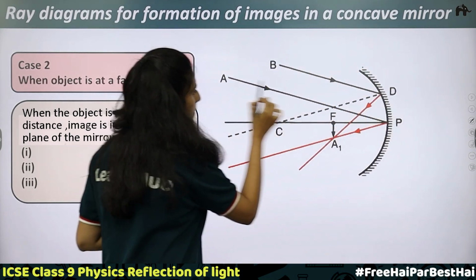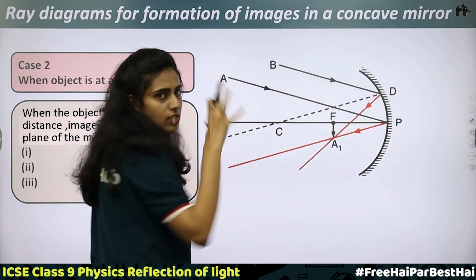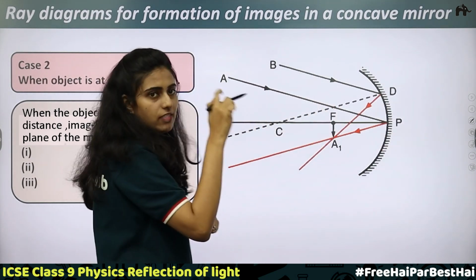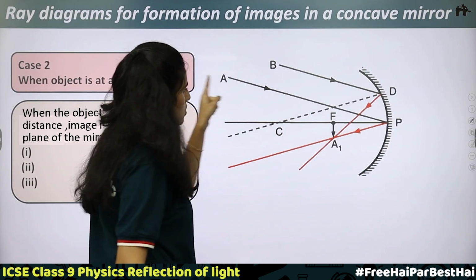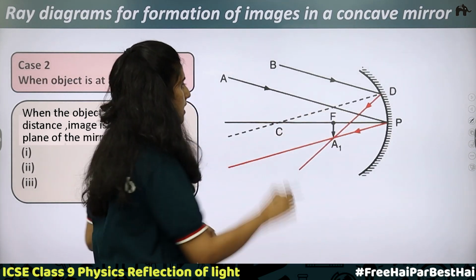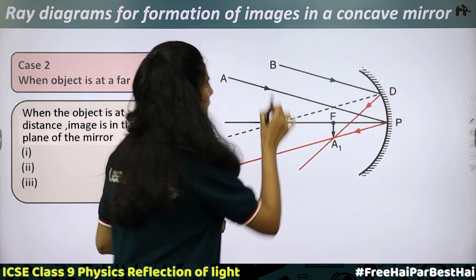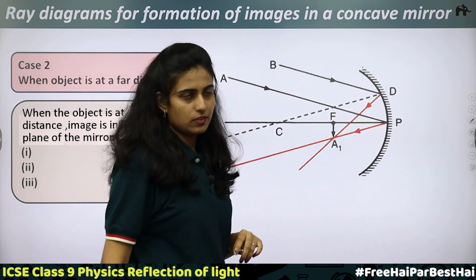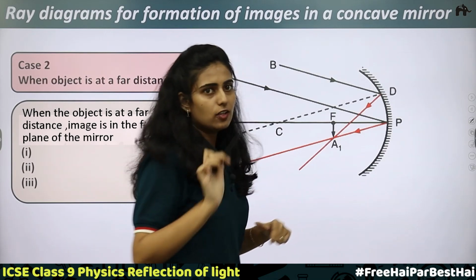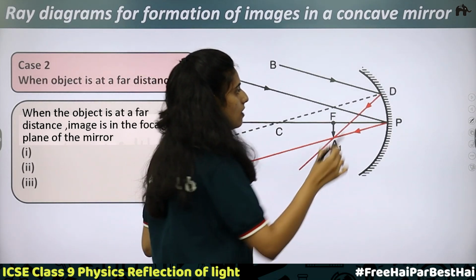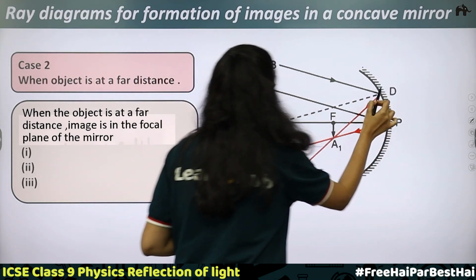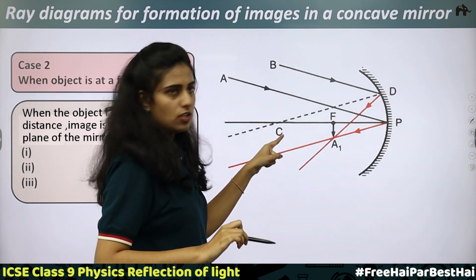AP is the first. We are considering a tree. From one point of the tree, we are considering 2 light rays. So AP is the first incident light ray. It is incident at the pole of the mirror. And BD is the second light ray. It is incident at D. You can draw the normal. How is the normal drawn? From the point of incidence, draw a line that is passing through the center of curvature.